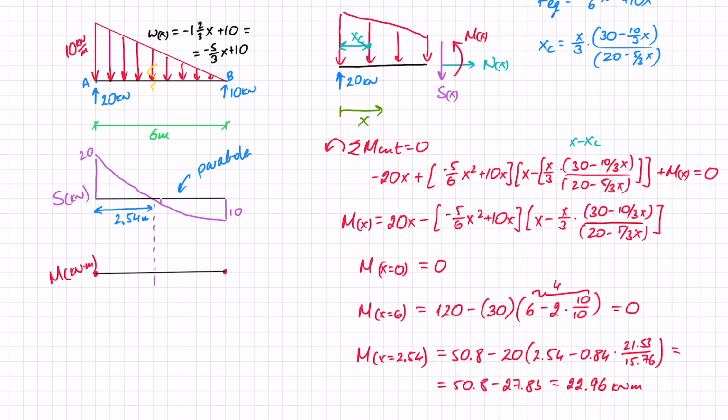So I've got here 22.96 kilonewton meter, and my parabola is going to look something like that. And just a reminder, this is also a parabola, x to the power of 3. This one was x to the power of 2. And that is us finished the first method.